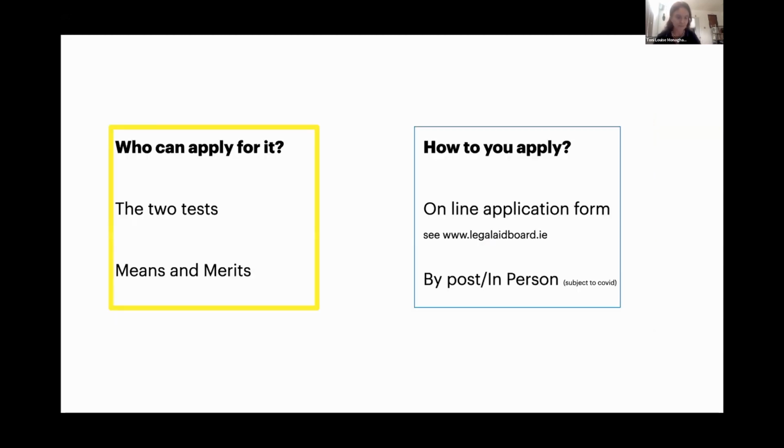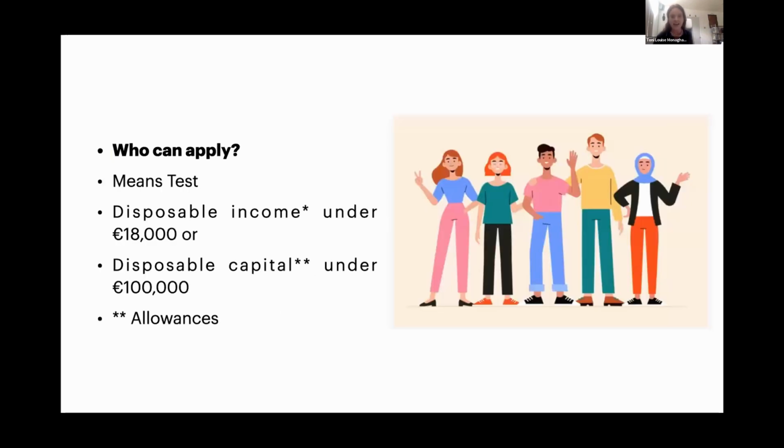Okay. So I'm going to look at 2 things with you here, and it's who can apply for legal aid and how to apply for legal aid. And I'm going to look at who can apply first. And in relation to that, there are 2 tests, and these are the means test and the merits test. So the means test is a test to basically see if your disposable income is under €18,000.